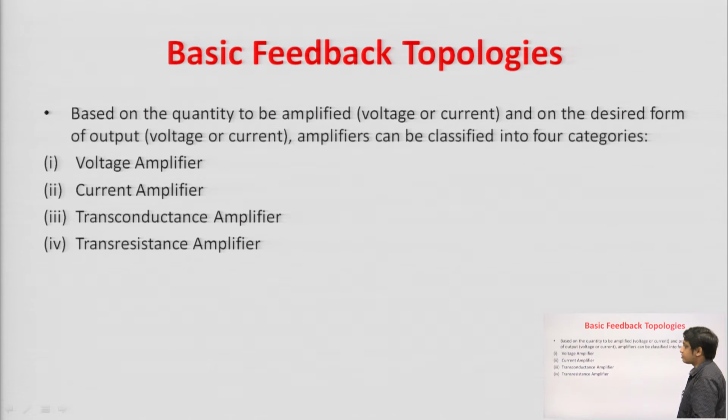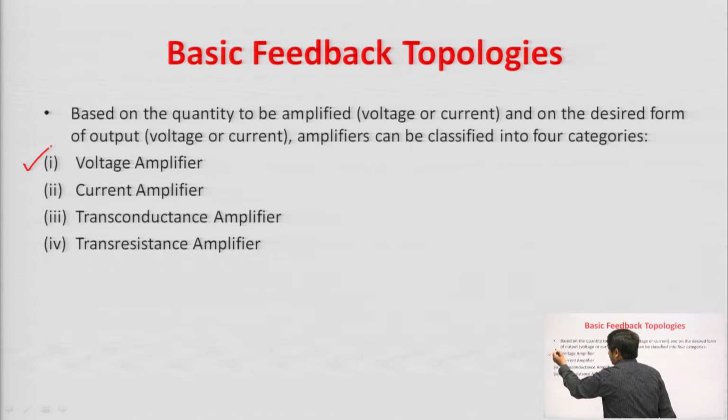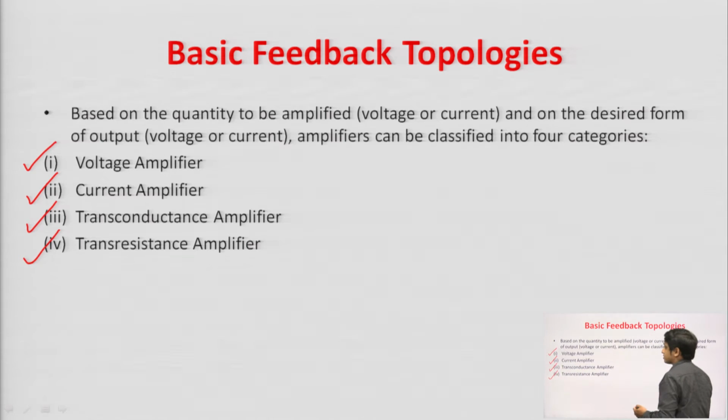There are 4 kinds of feedback topologies, or we can say that there are 4 kinds of amplifiers. The first one is the voltage amplifier, the second is the current amplifier, the third is the transconductance amplifier, and the fourth is the transresistance amplifier. These amplifiers are classified based on the quantity which is to be amplified and the quantity which we are getting from the amplifier. For example, this is your amplifier.